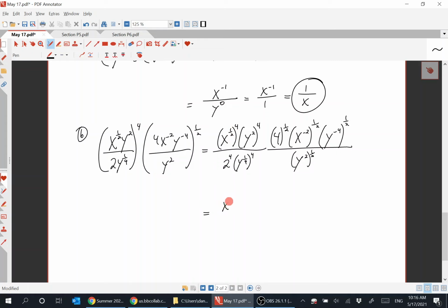1/2 times 4 is 2. 2 times 4 is 8. 2 to the 4th, that's 16. 1/4 times 4 is just 1. Y to the 1, but don't write the 1. 4 to the 1/2, what's that? What's 4 to the 1/2 here? What's that mean?